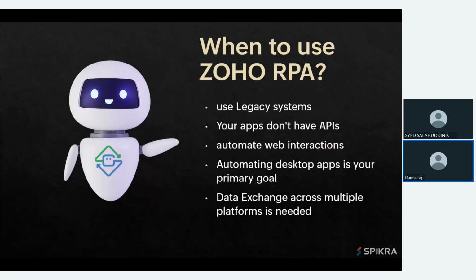And the apps that don't have APIs. Not all applications provide APIs, especially government portals, internal tools, or older platforms. Zoho RPA solves this by acting like a user, logging in, clicking, copying, and pasting without needing any backend access.